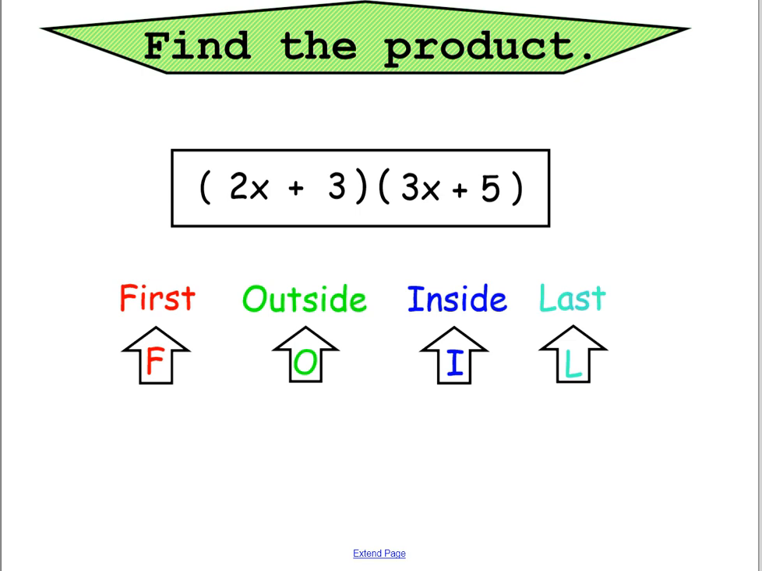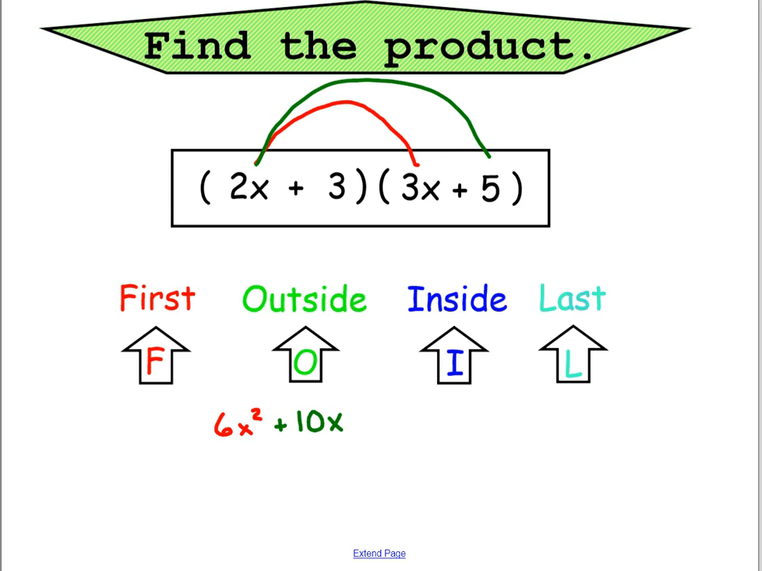The FOIL method has us multiply each term with the other term. So I have to multiply my first terms, which are going to be the 2x and the 3x. 2x times 3x is going to be 6x squared. After I do that, I have to multiply my outside terms, which is the 2x and the 5. So 2x times 5 is 10x.